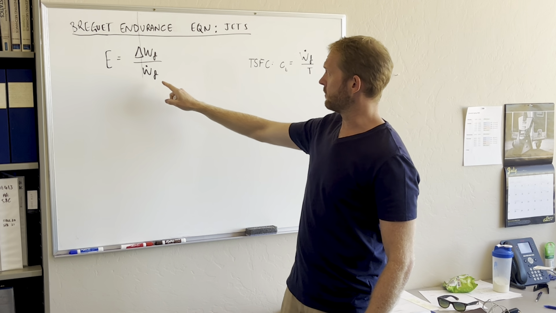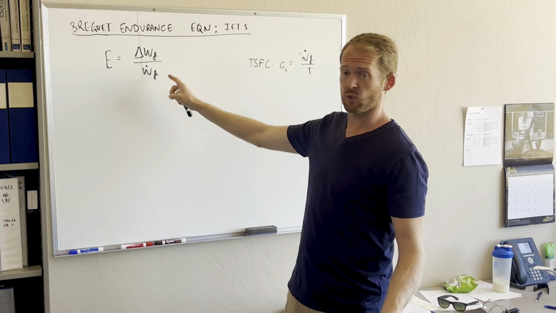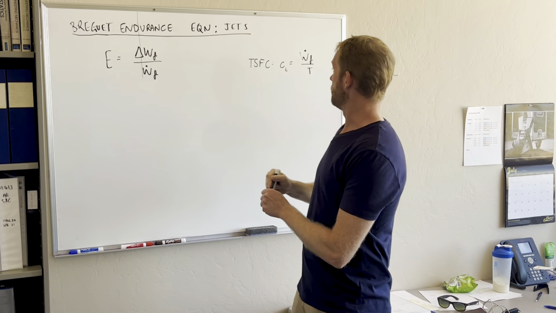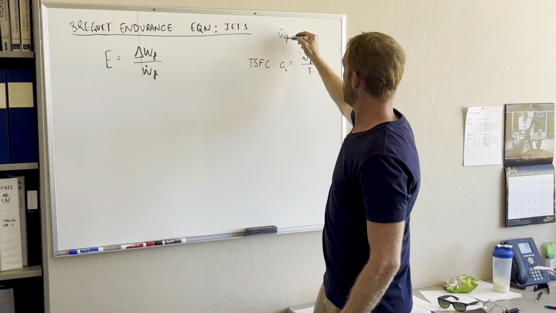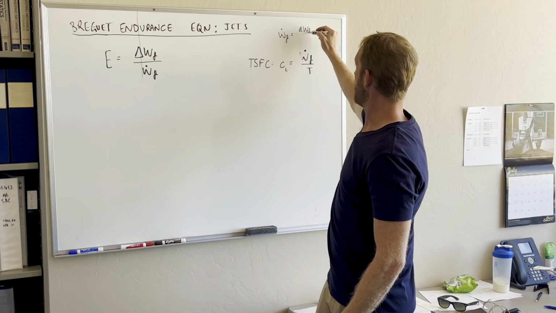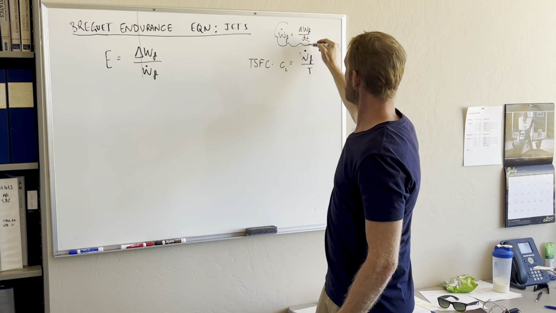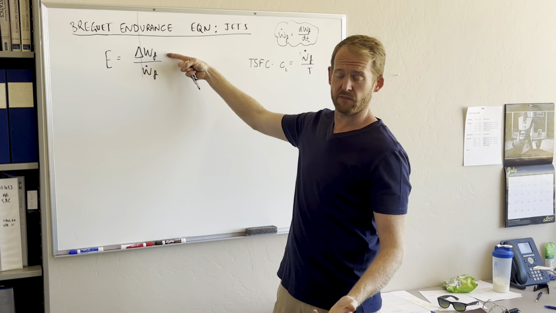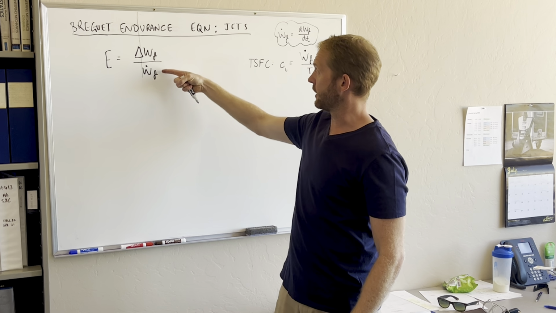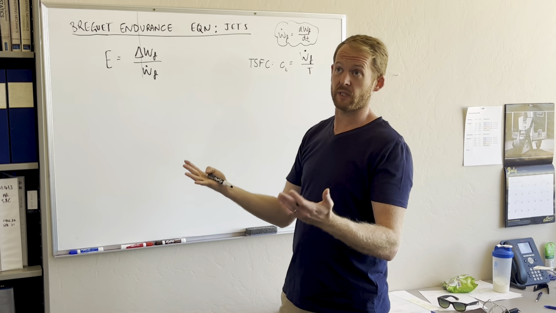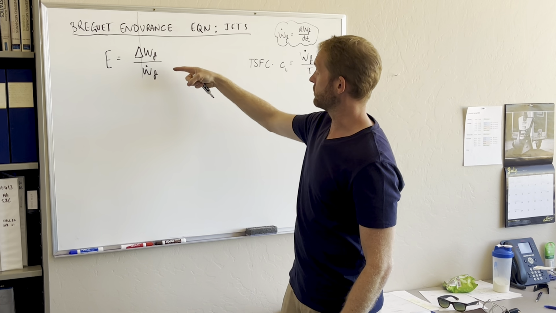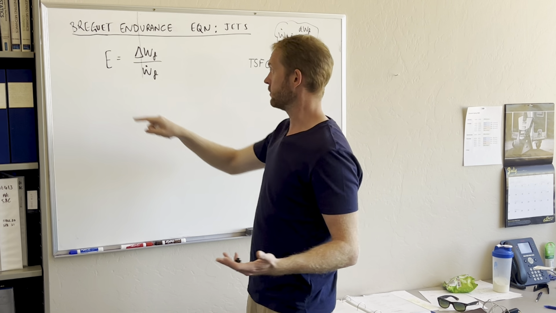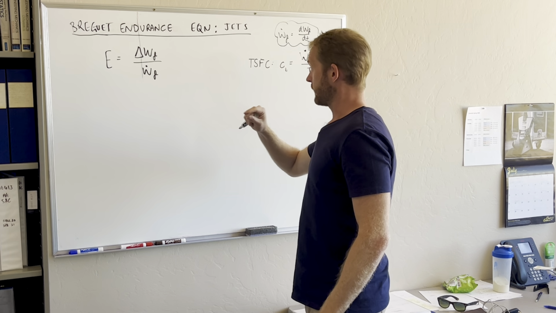So this dot notation here is shorthand essentially for a derivative with respect to time. So W dot F just means dWF by dt. So for example, if we have a fuel load given in units of kilograms and our rate of fuel burn is, for example, kilograms per hour, the units of this equation will simplify to kilograms over kilograms per hour, giving us an endurance in hours. So that's the so-called average value method.